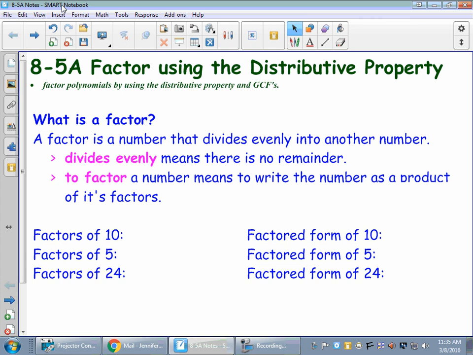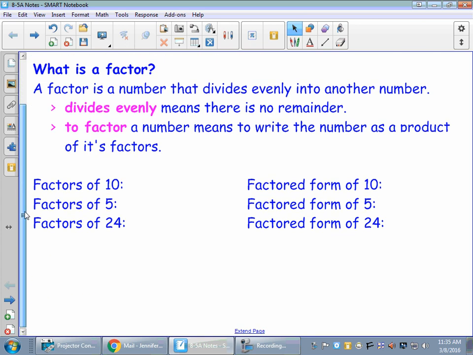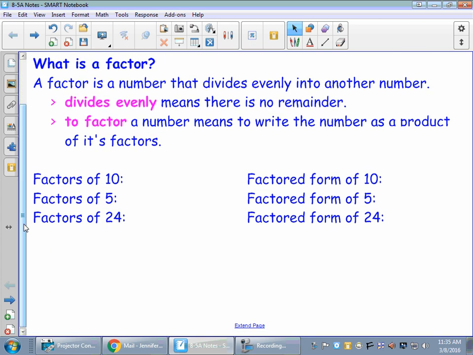And to factor, if anything says to factor, it means a number should be written as a product of its factors. I like to introduce this with numbers because it's something we can wrap our brains around. The factors of 10: well, 1 and 10. They're both factors of 10 if I'm just listing them.